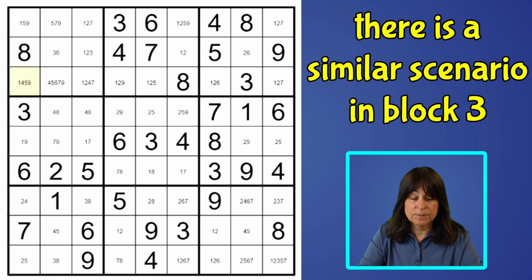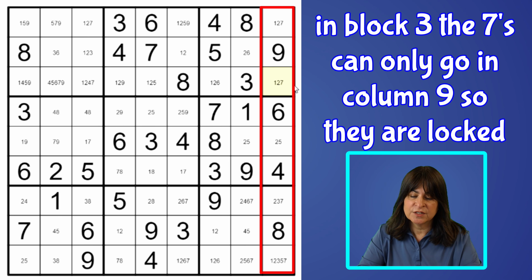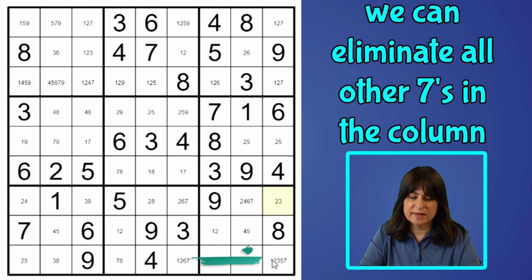And okay, we have a similar situation in block 3 with the 7s. In block 3, you can see the 7s are locked into the last column, column 9. So since the 7s for block 3 have to be in one of those 2 cells, there can't be any other 7s in the column, and I can eliminate this 7 here and this one here.